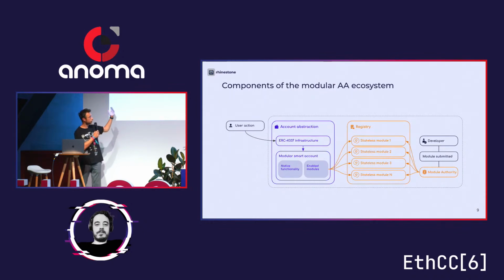On the left side is the user-facing stuff. So obviously, a user has an action. They use a relaying infrastructure, such as provided by ERC 4337, which standardizes how user ops, as it's called in the terminology of ERC 4337, are used to trigger smart accounts. And then you might have your modular smart account. So you might be using a Safe, or you might be using ZeroDev Kernel that has some native functionality, but that is also extended by modules.